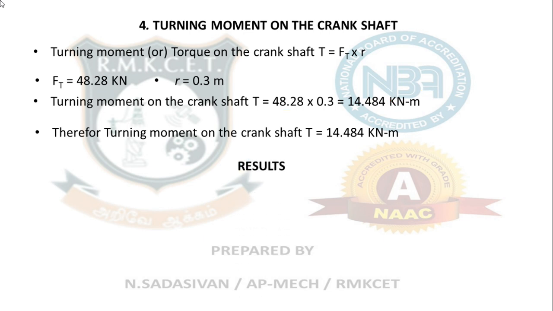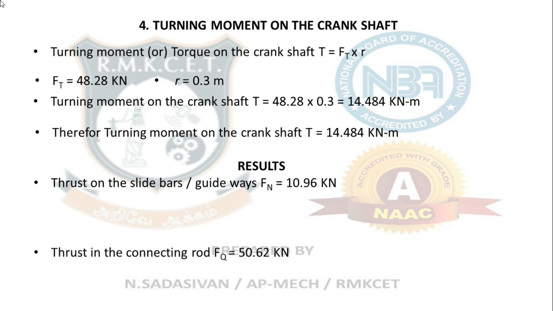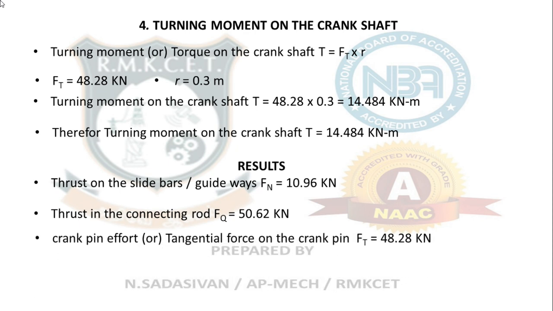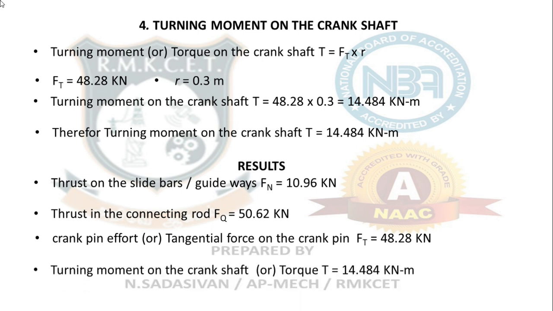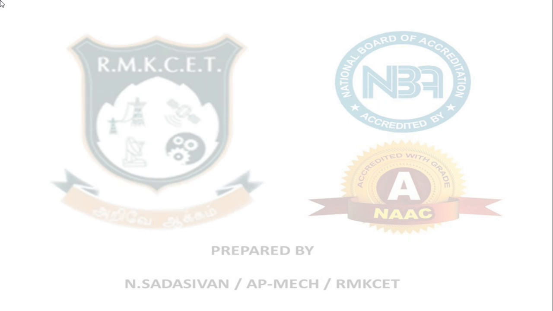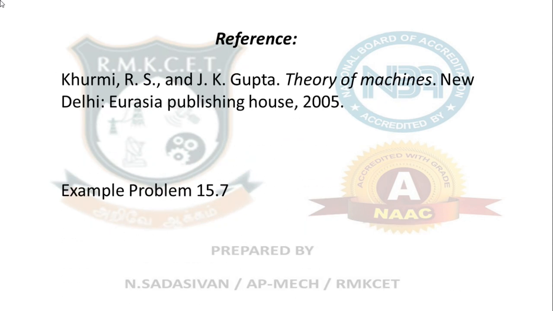Let's review the results that we have calculated. Fn is equal to 10.96. What is Fn? Thrust on the side bars or guideways of the cylinder wall. Thrust in the connecting rod, force acting along the length of the connecting rod, is 50.62 kilonewton. Crank pin effort or Ft is 48.28 kilonewton. And turning moment or torque on the crankshaft is 14.484 kilonewton meter. Okay. So that's the end of the problem. This problem is taken from your Kurmi textbook. Example problem 15.7.